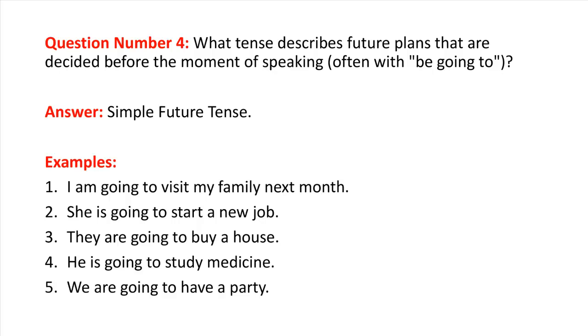Question number 4. What tense describes future plans that are decided before the moment of speaking, often with be going to? Answer, simple future tense. Examples. I am going to visit my family next month. She is going to start a new job. They are going to buy a house. He is going to study medicine. We are going to have a party.